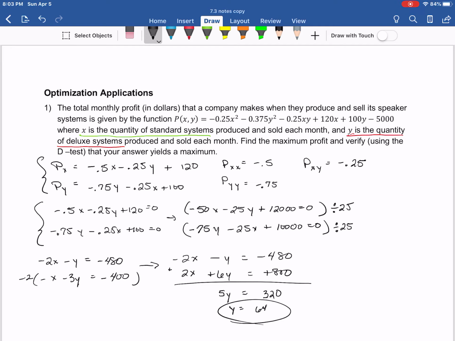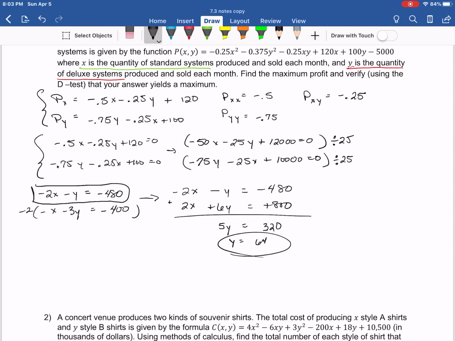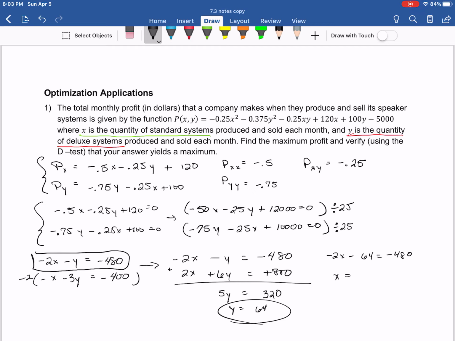Okay, so I end up getting y equals 64. That seems reasonable. If y is equal to 64, what does x need to be? Well, that's a good question. Let's find a good relationship between x and y. This one looks good. I'm going to plug in the value of 64 for y and compute what x needs to be. So negative 2x minus 64 equals negative 480. So you add the 64 and then divide by -2 and you get 208.